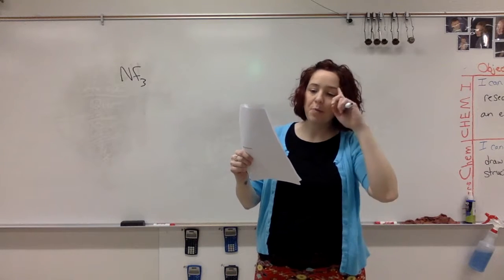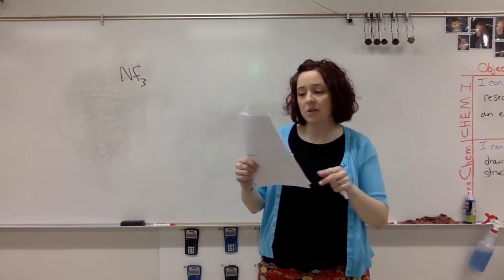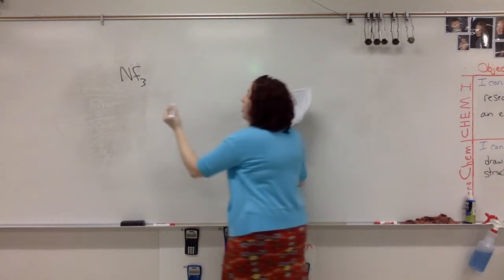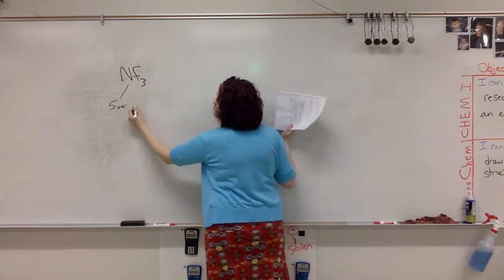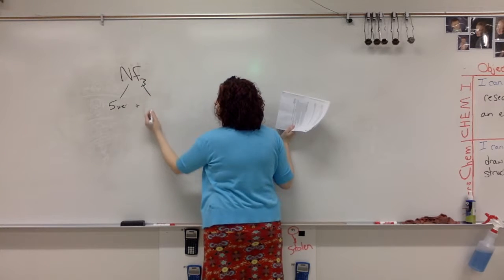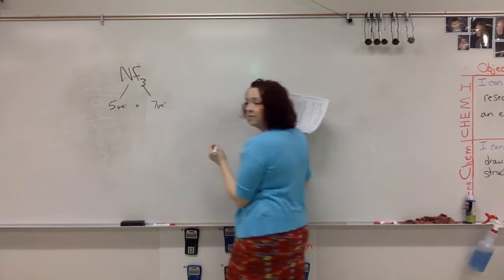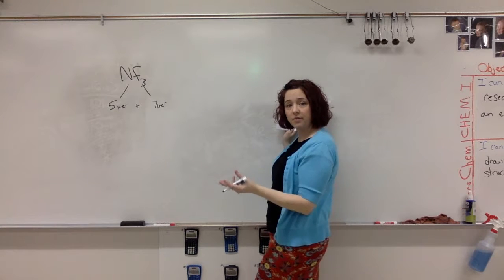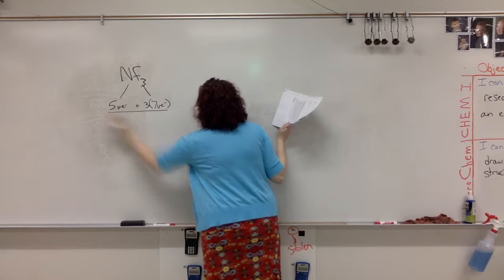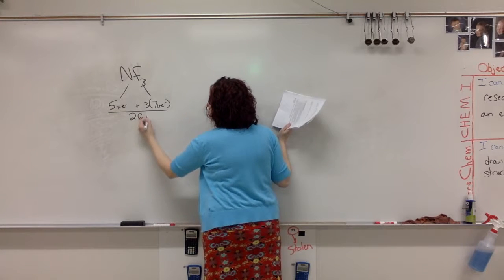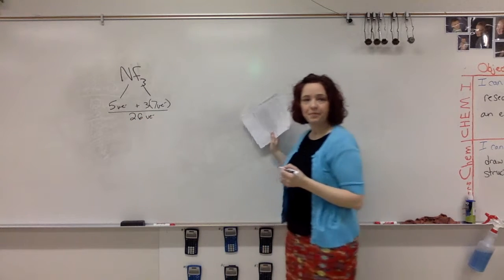All right, so first step, we're going to add together the number of valence electrons for each atom in the molecule. All right, so nitrogen has 5 valence electrons, plus fluorine has 7 valence electrons, but since there are 3 of them, we're going to multiply that by 3. So we get a grand total of 26 valence electrons.